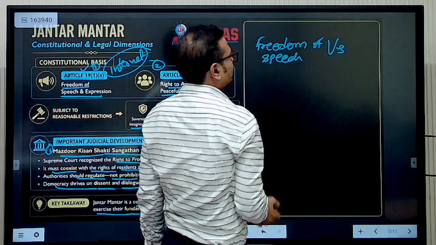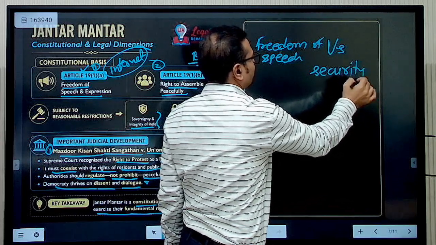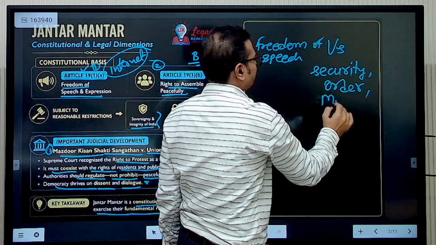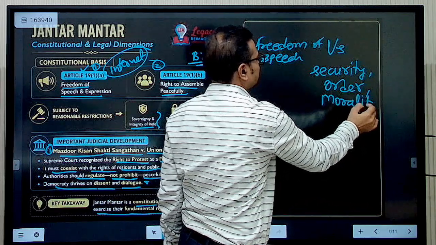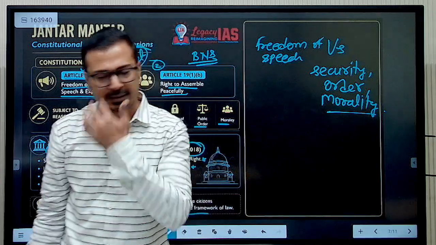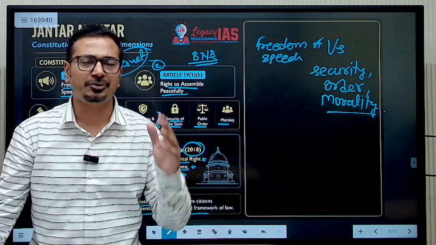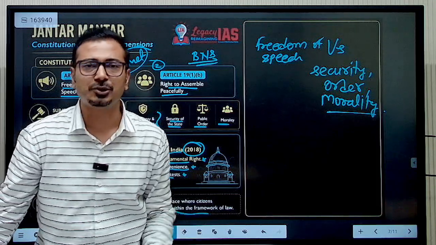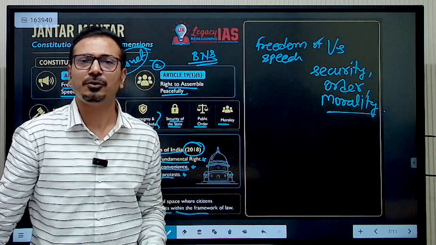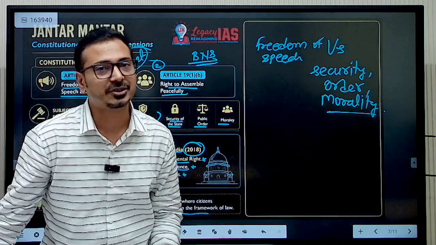and expression versus, we can say, security, order, morality. So these aspects we should remember, and there can even be a question or case study related to such kinds of protests that are happening. Suppose, let's say, there is a concern related to law and order. So how do we balance that if you are the person responsible for ensuring law and order and ensuring peaceful protest, also protecting the peaceful protesters? In that situation, what will we do? So we can expect such a case study also.